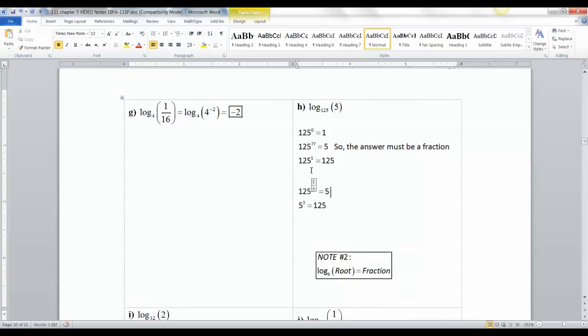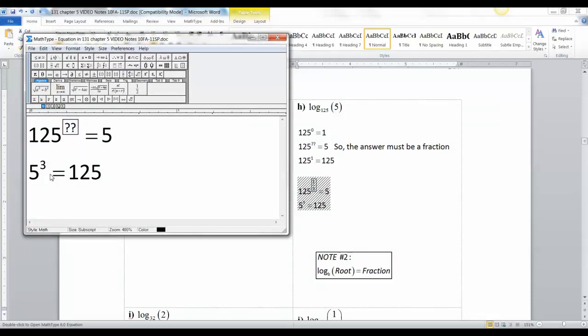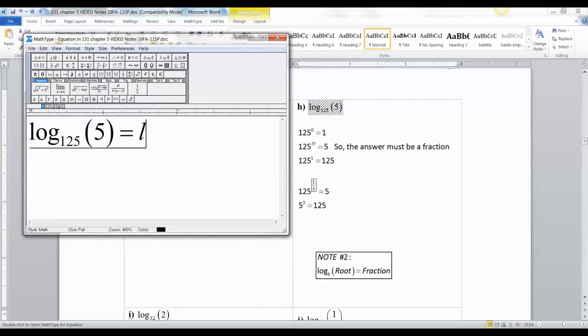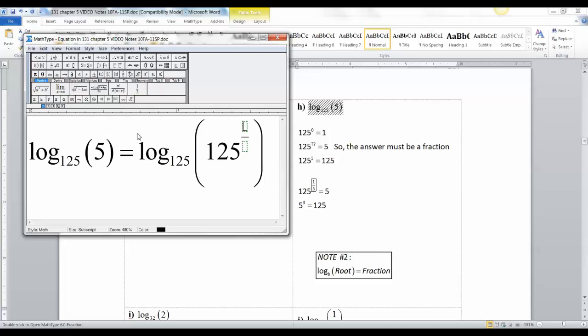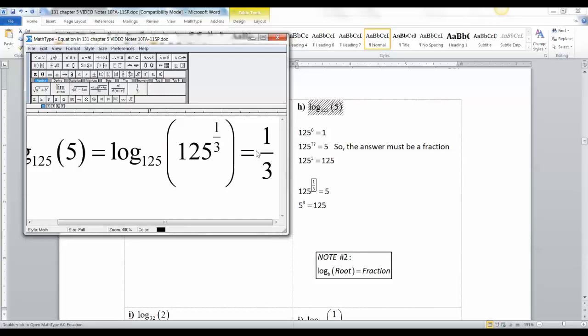You kind of say, okay, look, I might not know what 125 to the whatever is equal to 5, but I do know that 5 to the third is equal to 125. So that kind of gives me my clue. If 5 to the third is 125, then 125 to the 1/3 is equal to 5, which means this right here is log base 125 of 125 to the 1/3, which means it's 1/3. Like that. Cool, huh?